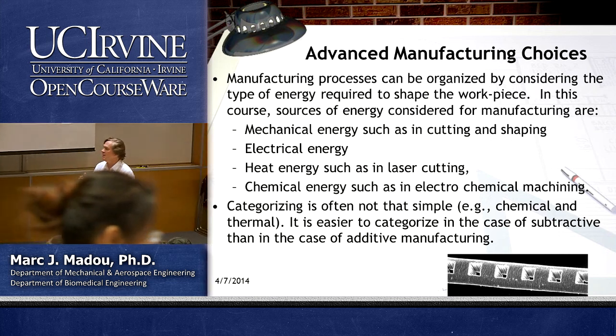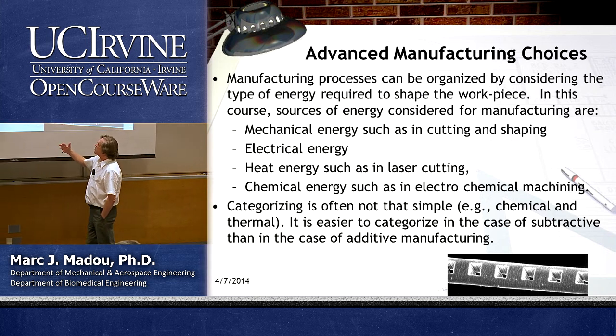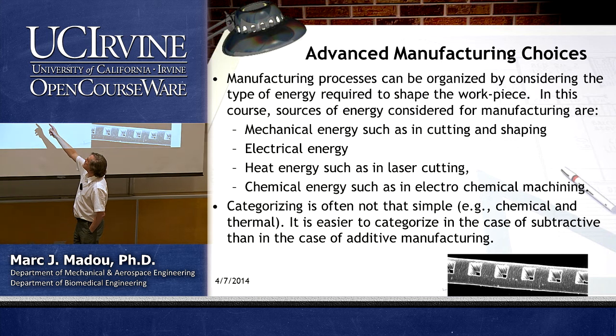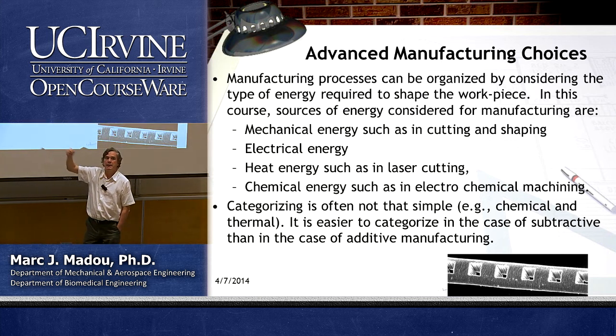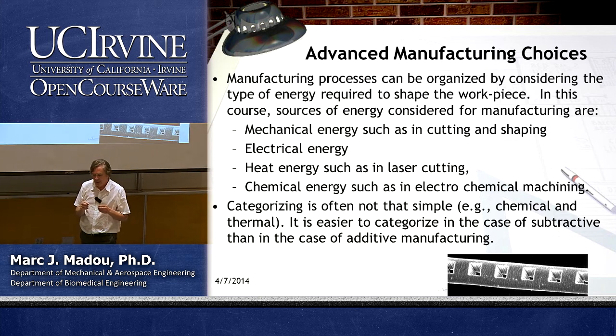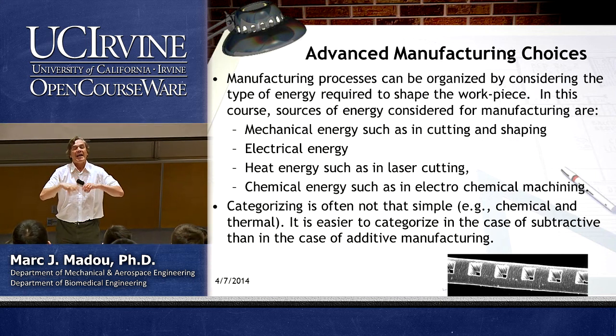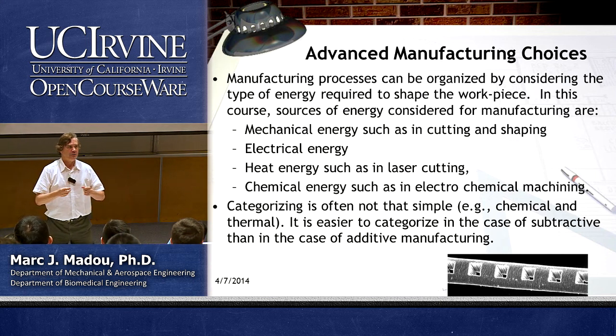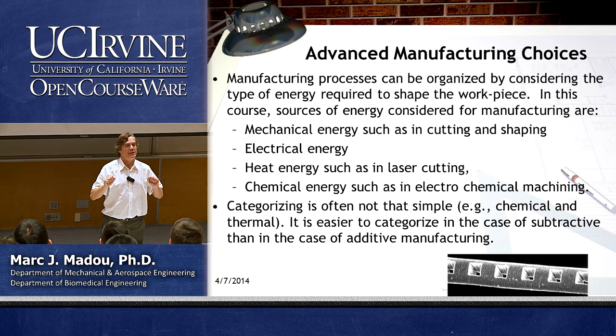By the way, this categorizing here in these four energy domains is not always that straightforward. We will often see that things are a combination. For example, it will often be chemical energy and heat energy, especially in cases where you consider additive manufacturing. So that's another kind of distinction I'm making now.